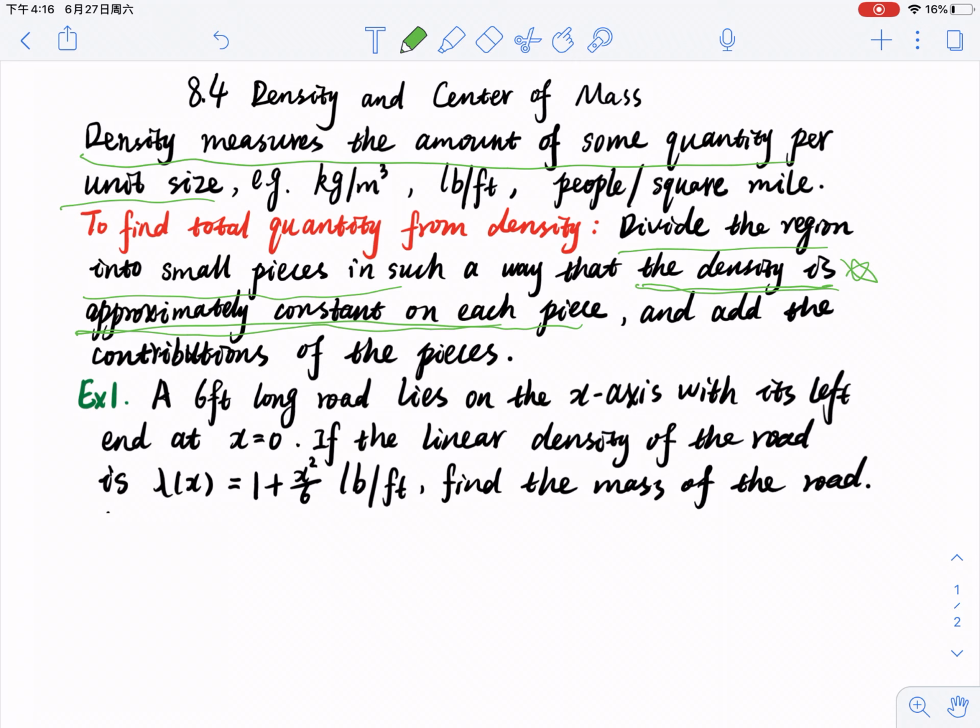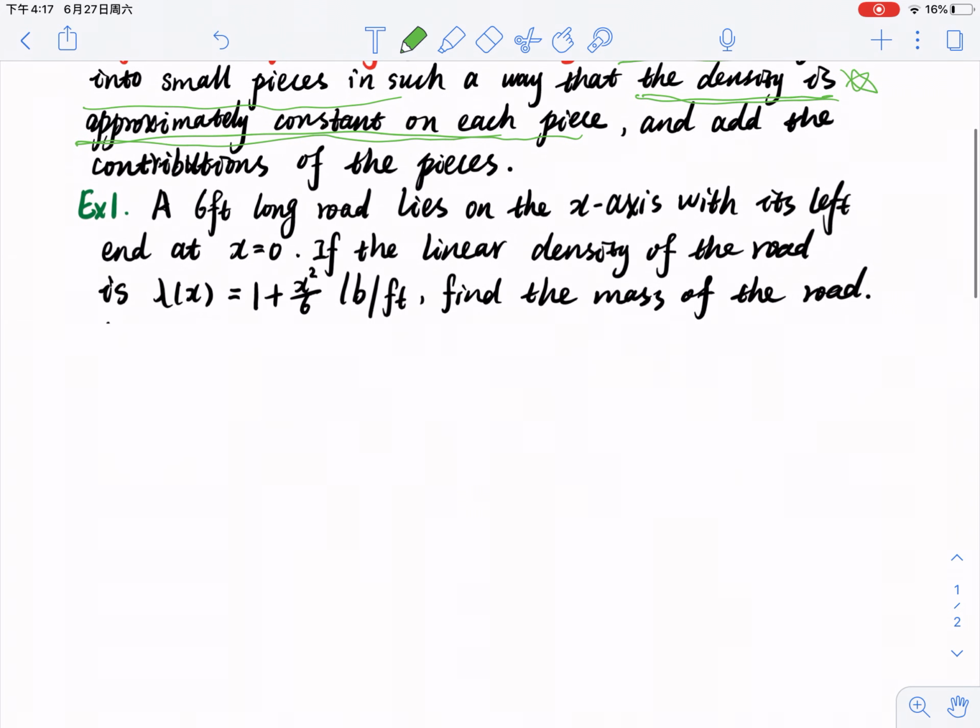The second step is to add the contributions of the pieces together. So now let's look at example 1. Example 1: a 6 feet long rod lies on the x-axis with its left end at x = 0. If the linear density of the rod is lambda(x) = 1 + x squared over 6 lb per foot, the question is to find the mass of the rod.